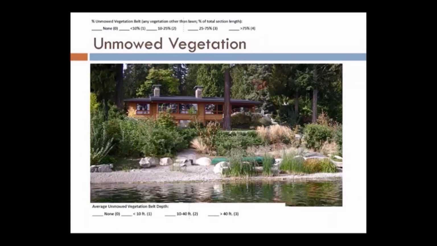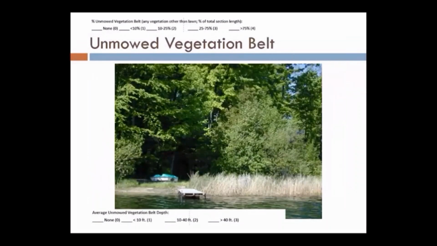This lot includes gravel, rock, and beds of unmowed vegetation. You can consider the entire lot to have a belt of unmowed vegetation, even though there is some exposed gravel. The depth of the unmowed vegetation belt on this lot is fairly deep. It appears to be more than 10 feet, but probably less than 40 feet. This lot is heavily wooded. If vegetation is growing densely enough that you can't see through it, you can safely say that it is greater than 40 foot deep.